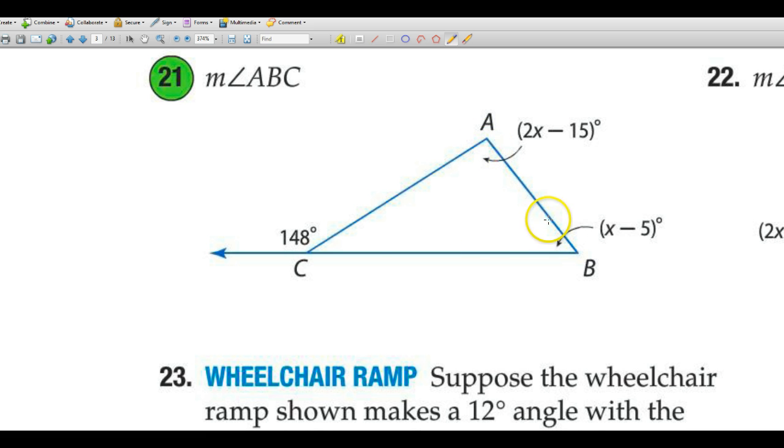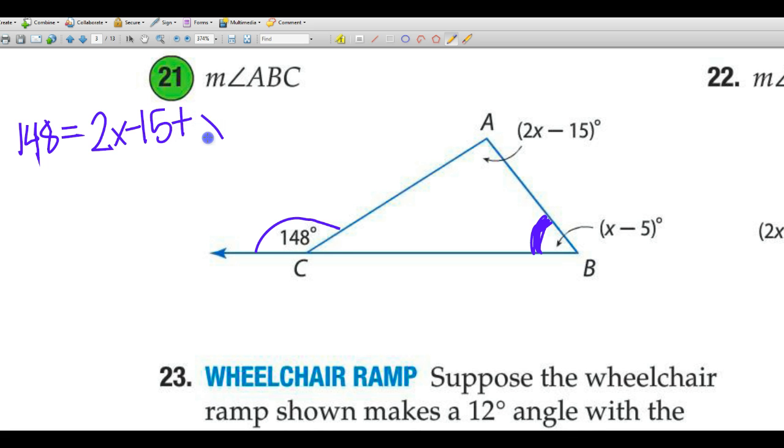So ABC would be this angle. In order to find this measure, we have to solve for x. So we have an exterior angle, 148, which is equal to the sum of the two remote interior angles. So 148 is equal to these two angles added together, A and B. So that would be 2x minus 15 and x minus 5. So we can combine our like terms and get 3x minus 20.